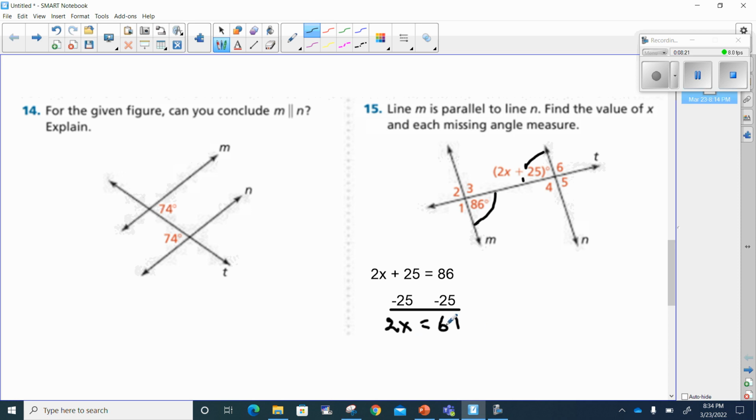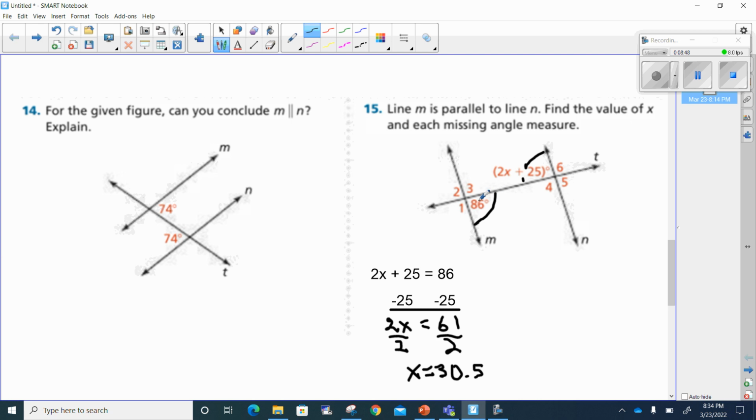And then I've got to go ahead and divide by 2. And x is going to be, well, half of 61 is 30.5. So I know x is 30.5. But now I have to find all the other angle measures.